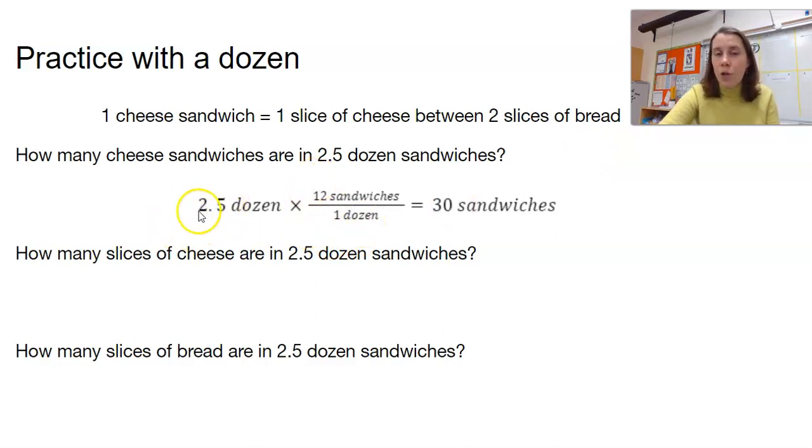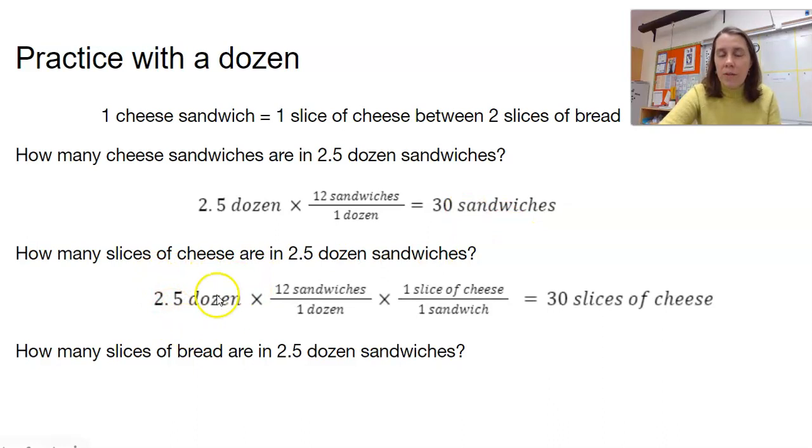And if we have 2.5 dozen, that's the number that's going to go on the front. The 12 in 1 is always going to be our conversion factor. That's always how many things are in a dozen. And then we would just multiply. 2.5 times 12 is 30 sandwiches. Now, if we wanted to know about how much cheese we were using in our sandwiches, we would be doing the same thing, except we'd add an additional step to get from sandwiches to slices of cheese.